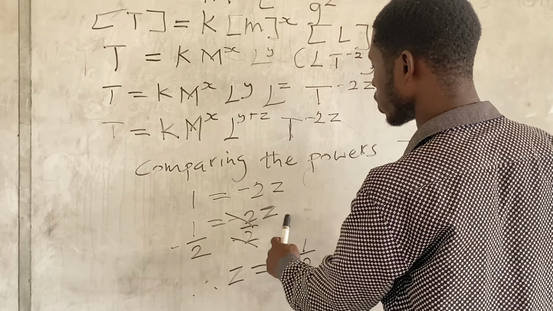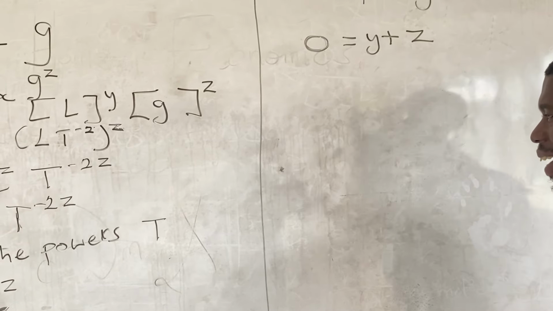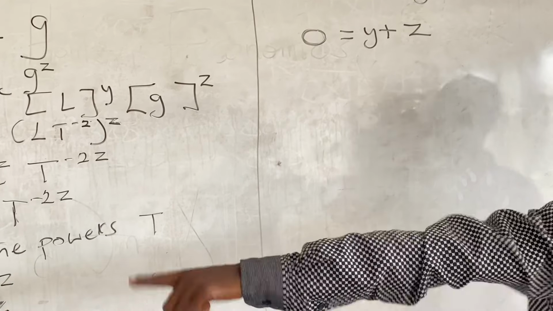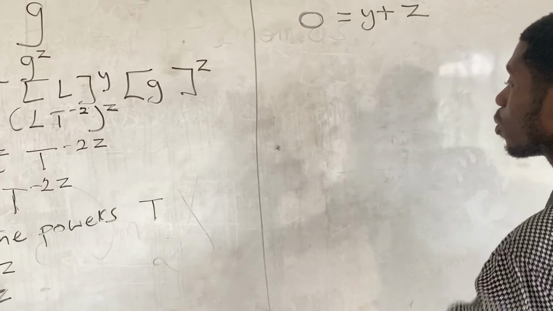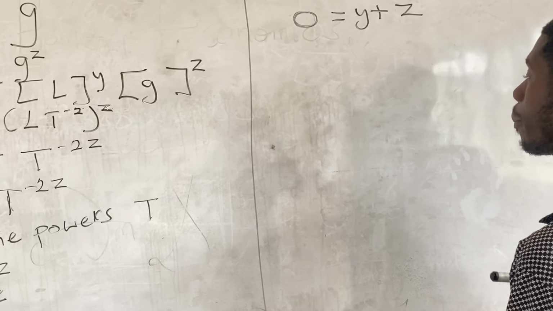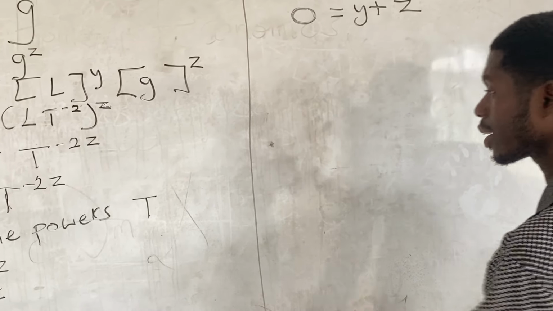Y plus Z. Are you getting it? Yes. There's no L on the left hand side, so the power of L on the left hand side is 0. But on the right hand side, you can check it, this is the L on the right hand side. So the power of L is Y plus Z.